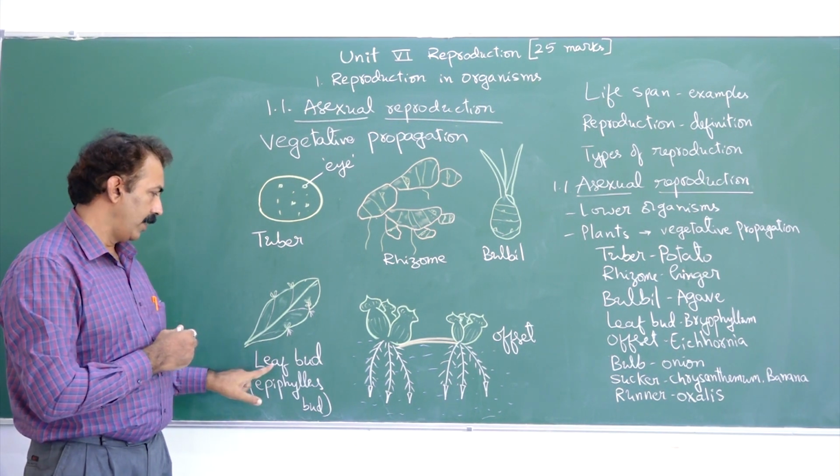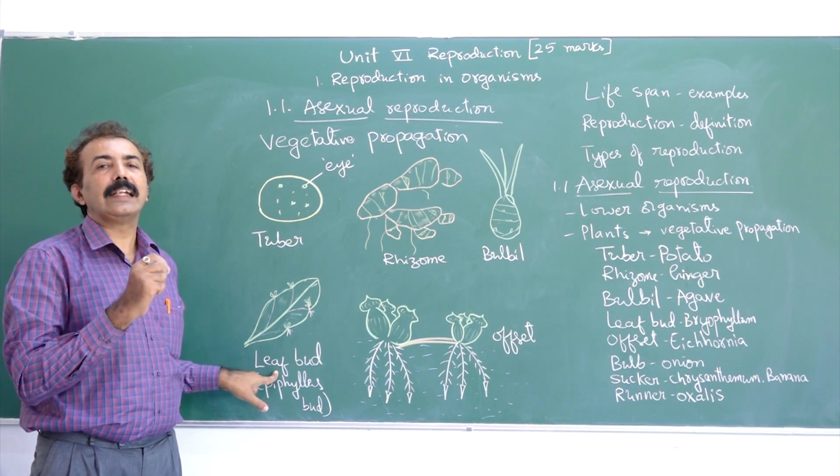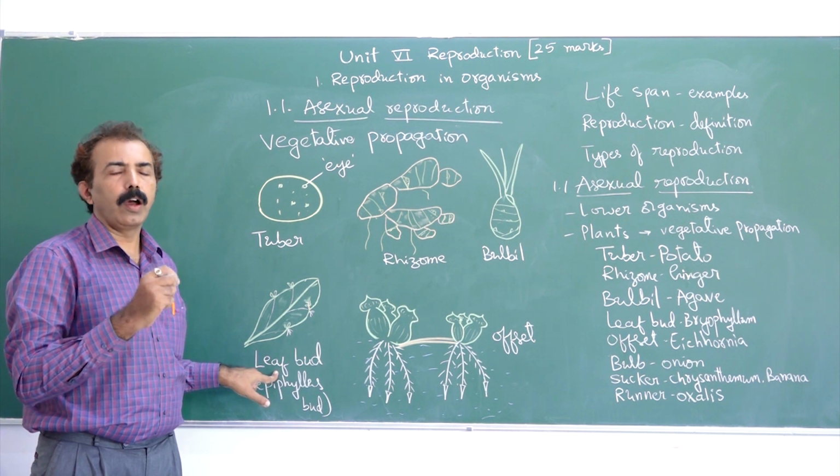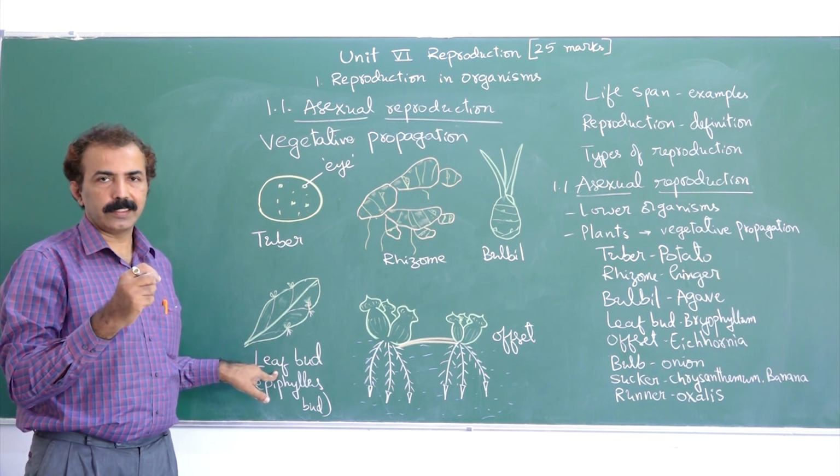Leaf bud. This is a common method of reproduction in desert plants. You know how harsh the environment is.